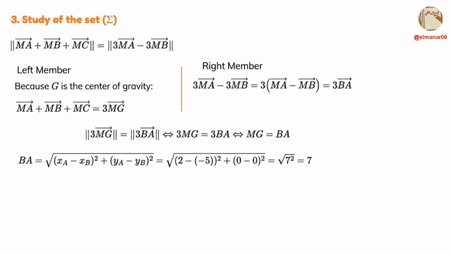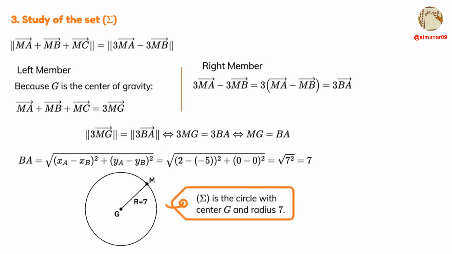Now let's think about this together with enthusiasm. If point M moves in such a way that its distance from the fixed point G is always equal to 7, what does that trace? Look at this perfect diagram at the bottom of the page. Point G is at the center, and point M revolves around it at a constant radius r equals 7. It's geometrically obvious. Therefore, the set sigma is the circle with center G and radius 7. It's brilliant, don't you think? We have transformed a complex vector equation into a simple and perfect geometric figure.